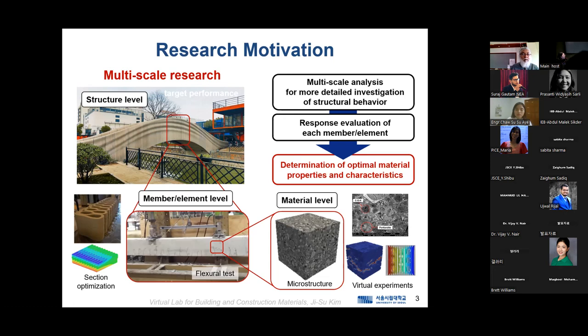So if we determine the optimal material properties or characteristics, then we can evaluate the response of each element or member more precisely. As a result, we can predict the structure behavior, or we can design the material cross-section or optimize the material and structure for the purpose. This kind of study we can generally call multi-scale research, but today I would like to introduce the research at the material level.